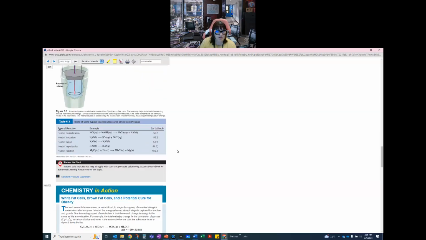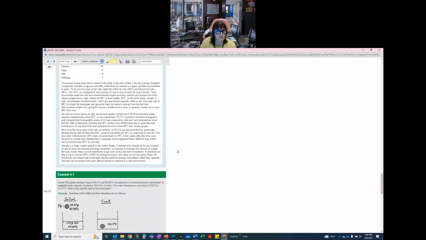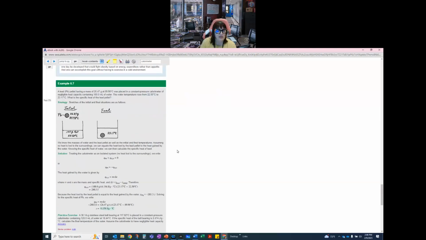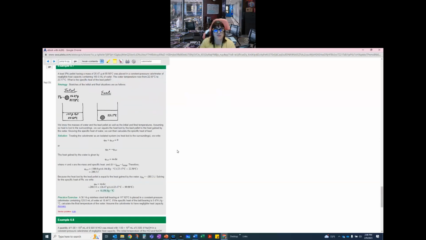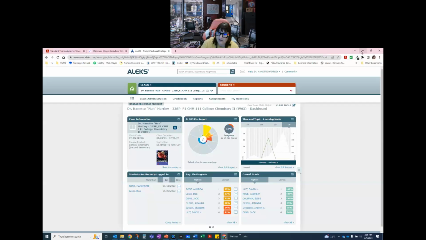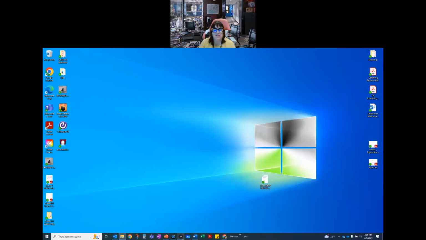One other thing that we often talk about is taking something that has a specific heat in it. So a lead pellet having a mass of 26 point. No, hold on. Let me go back and see if I'm missing things. I hate it when I do this. Skip around a little too much.